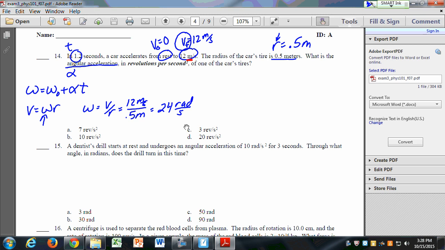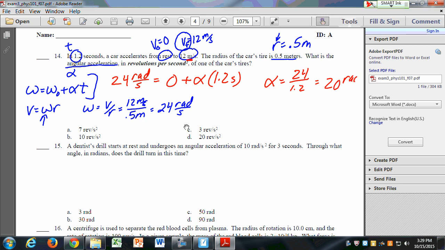So when I use this up here to find alpha, the angular acceleration, it's going to come out in radians per second squared. But notice, and it's sort of bolded and italicized, that I want it in revolutions per second squared. So you have to convert it, right. So that's 24 radians per second. And now I come up here and I say 24 radians per second equals 0 plus alpha, and t was 1.2 seconds. And then I find that alpha is 24 over 1.2. That's equal to 20 radians per second squared.